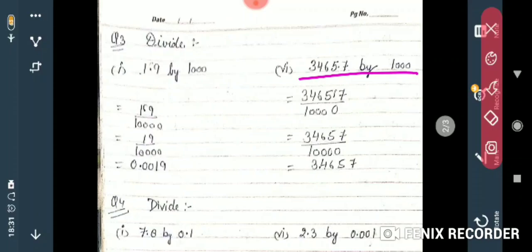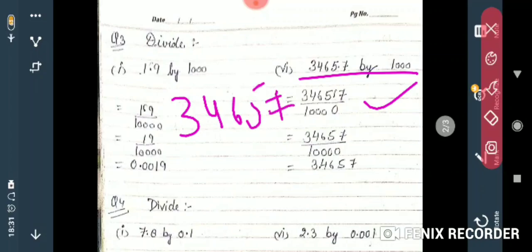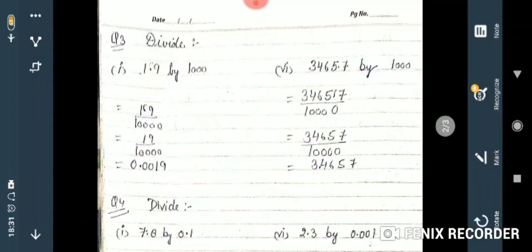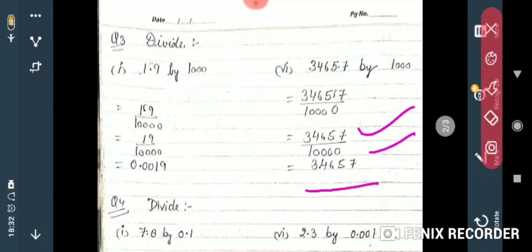Now next question, 3465.7 by 1000. Similarly 3465.7 upon 1000. You will remove the point and one 0 will be added. So then how much is there? 10,000. So 3 4 6 5 7, 4 0s are there. So before 4 digits you will put the point, 1 2 3 4. Here you will put what? Point.